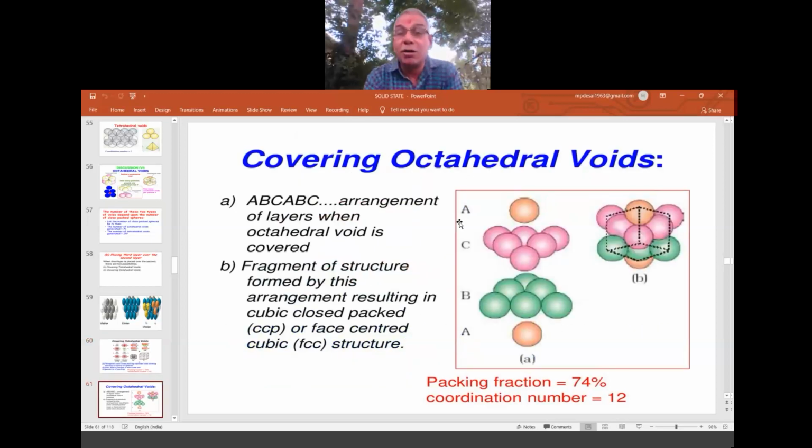Now if the octahedral voids are covered in such a way that it is ABC, ABC, ABC packing, then again it is FCC only. So whether it is covering the octahedral or covering the tetrahedral voids in ABC, ABC type, that time the packing is called what? FCC or CCP.